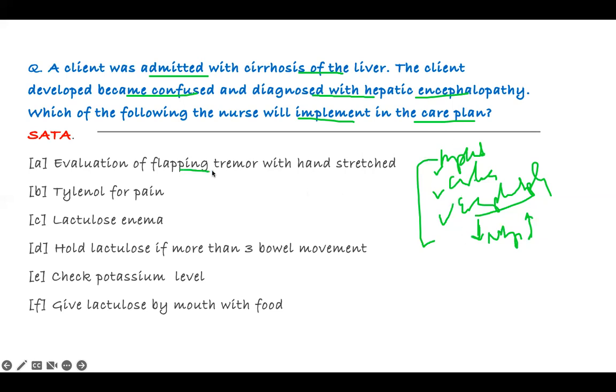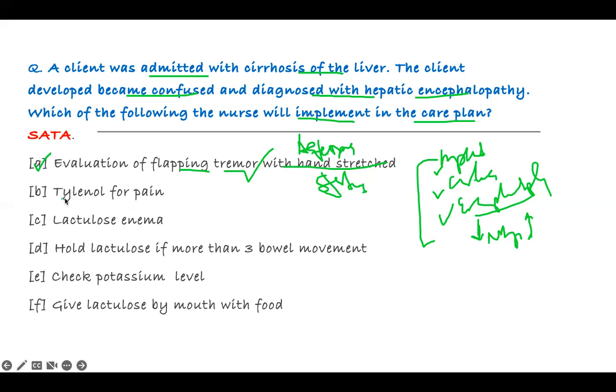Evaluate for flapping tremor with hand stretched. This is another way of saying asterixis, and that is true. The patient has asterixis. So you look for it: when they stretch their hand, there is a flapping tremor. That's asterixis. So that is true. I will pick that answer as my choice. So I will implement this to evaluate for that. You tell me whether the encephalopathy is still going on.